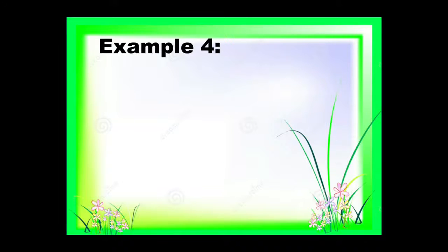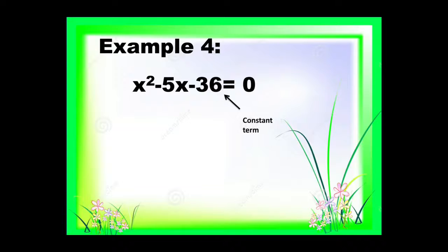Example number 4. x squared minus 5x minus 36 is equal to 0. Again, the sign of the constant term is negative. Therefore, we are going to think of two numbers. When you multiply, the answer is negative 36, and when you subtract, the answer is negative 5. But first, what are the factors of negative 36?